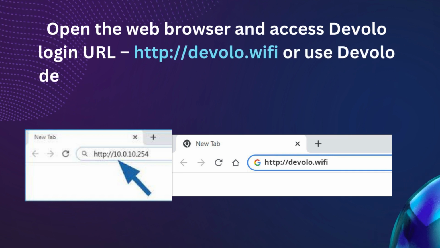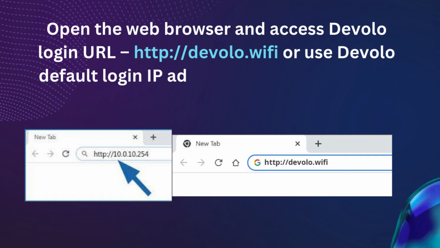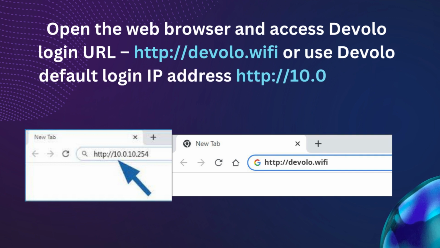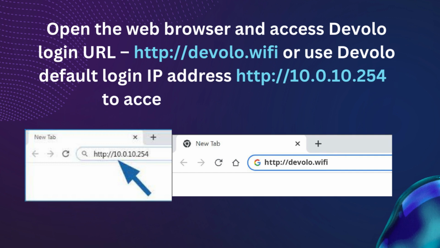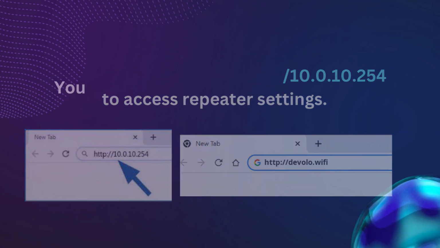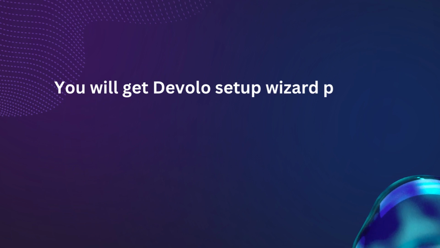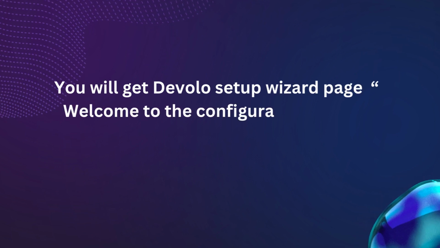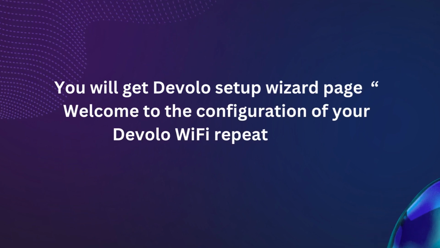URL http://devolo.wifi, or use the Devolo default login IP address http://10.0.10.254 to access the repeater settings. You will get the Devolo setup wizard page.